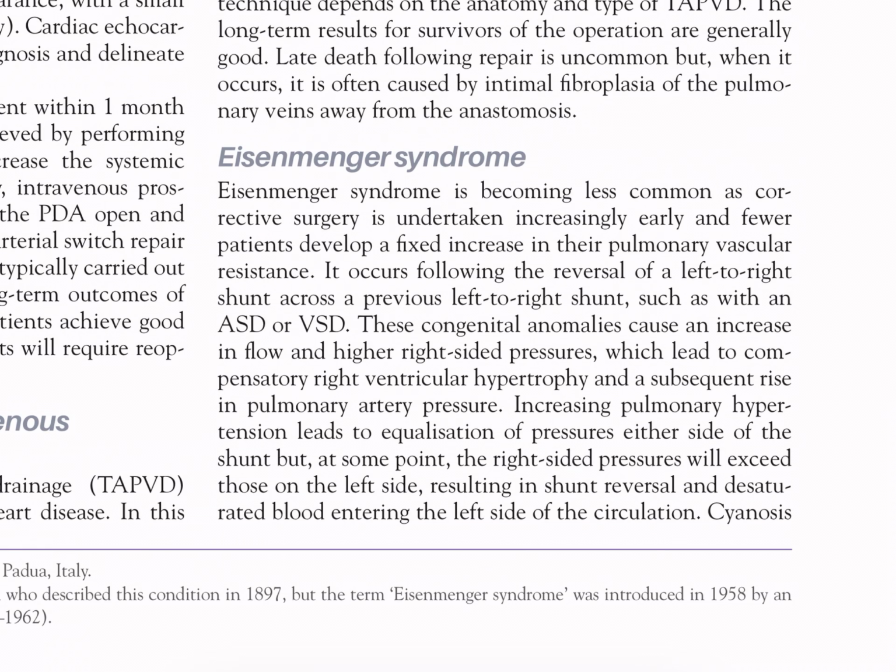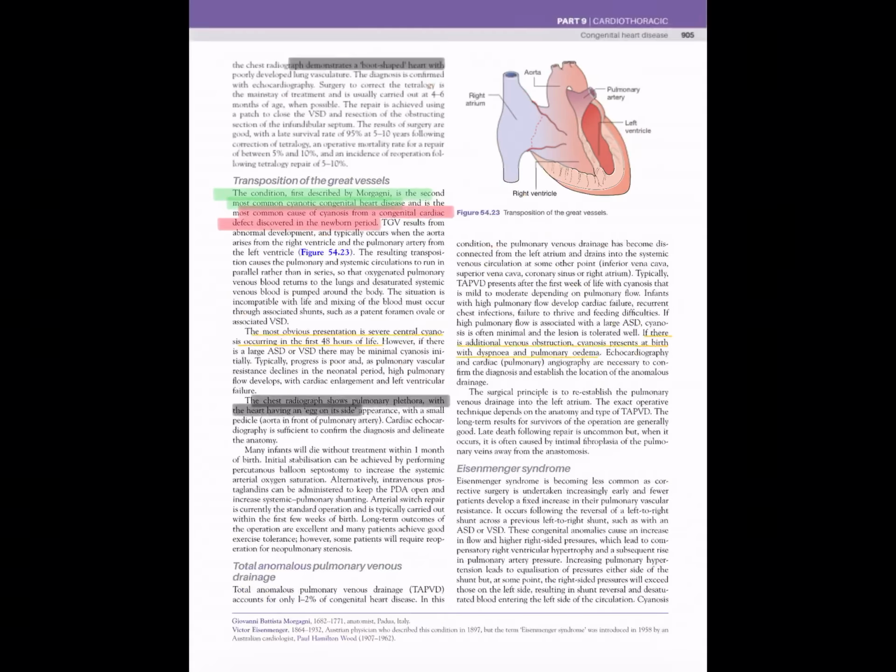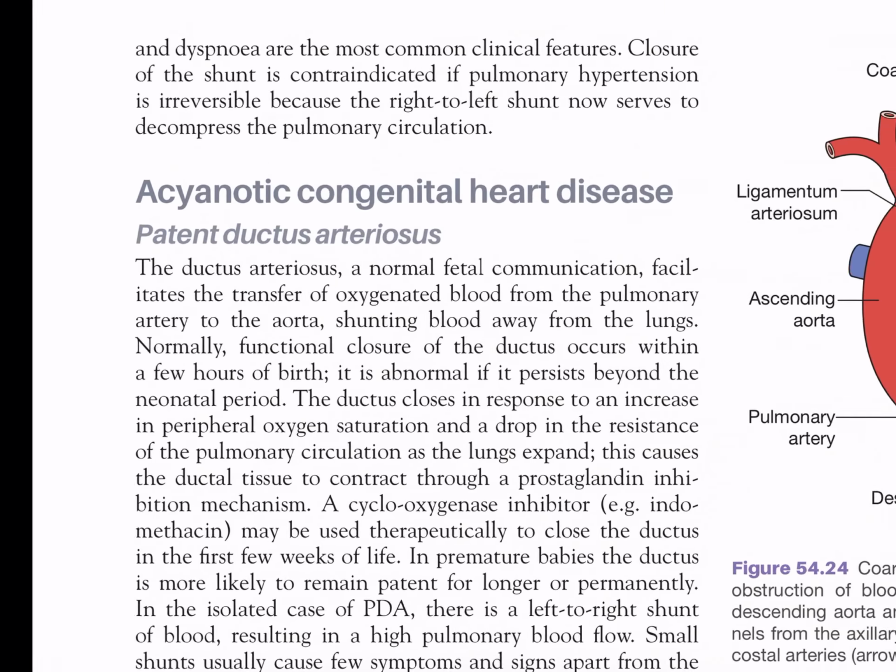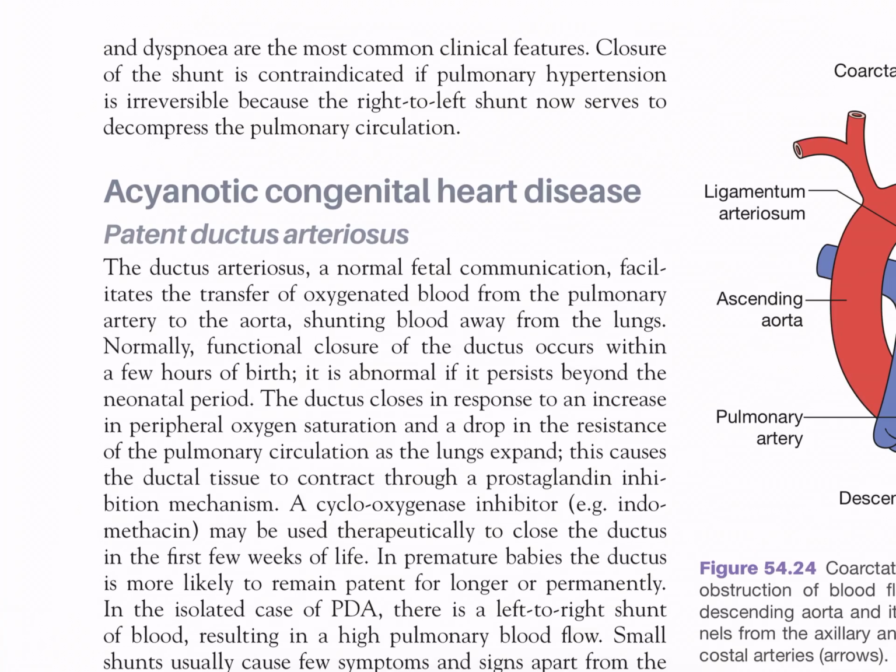Increasing pulmonary hypertension leads to equalization of pressures either side of the shunt, but at some point the right-sided pressure will exceed those on the left side, resulting in shunt reversal and desaturated blood entering the left side of the circulation. Cyanosis and dyspnea are the most common clinical features. Closure of the shunt is contraindicated if pulmonary hypertension is irreversible because the right to left shunt now serves to decompress the pulmonary circulation.